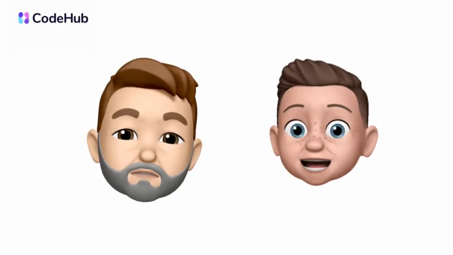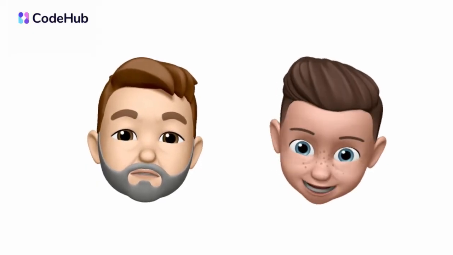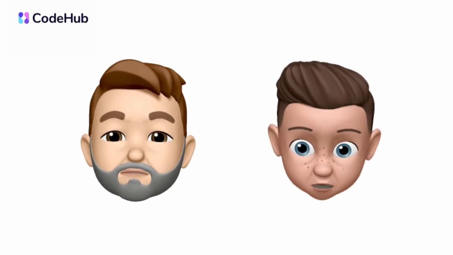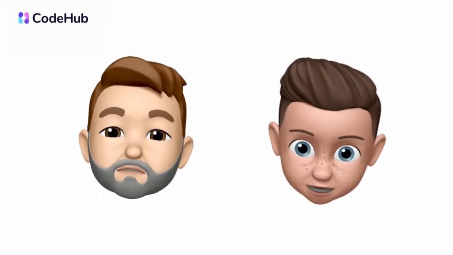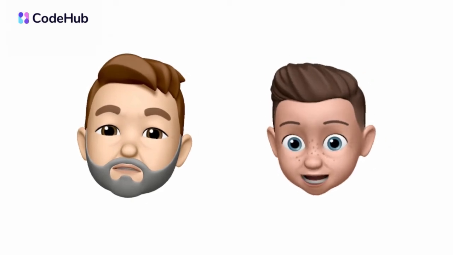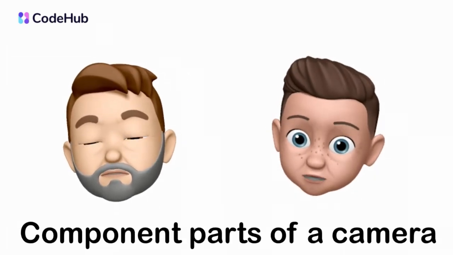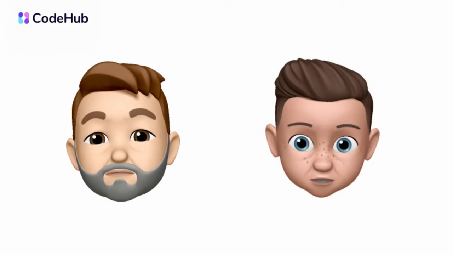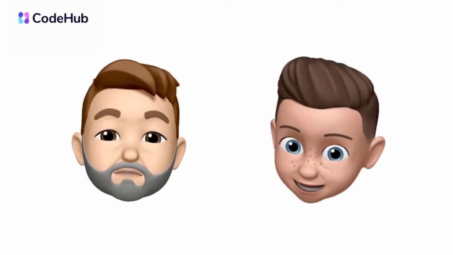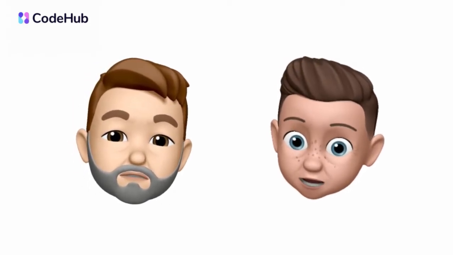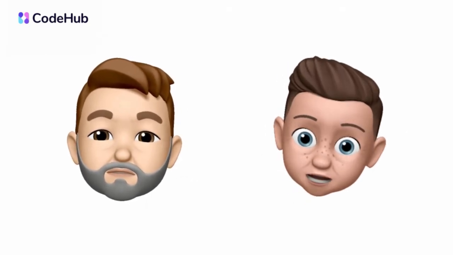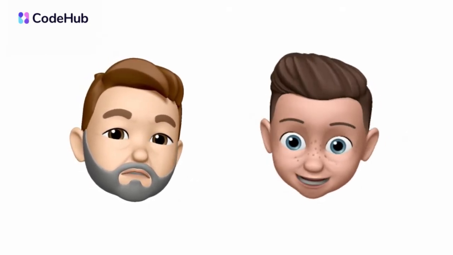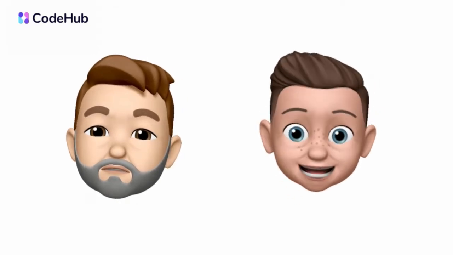We have an exciting session for you today. Today, you are going to code your own camera. Imagine that, putting together all the component parts of a camera using Swift code. And it really works. So you're going to think about a dance and the parts of a dance which could go together, and then think about making your own camera. So let's get started.